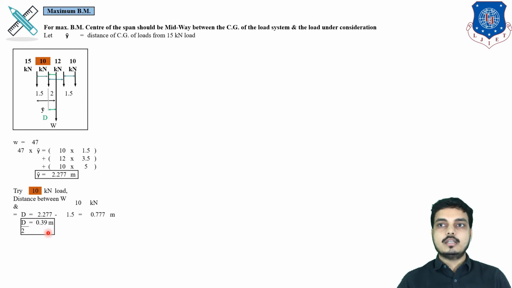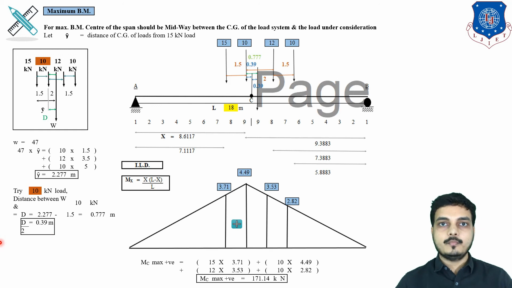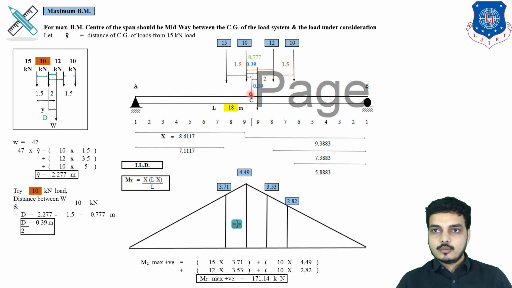Where this D by 2 will be used, let me show you. Now I would like to repeat it again. For maximum bending moment, the center of the span, which is 9 meter and 9 meter, should be midway between two things: CG of the load system, which is my W, and load under consideration, which is my 10. Means our center should be in between these two. This is my D. So half of D is 0.39. So it should be in between.